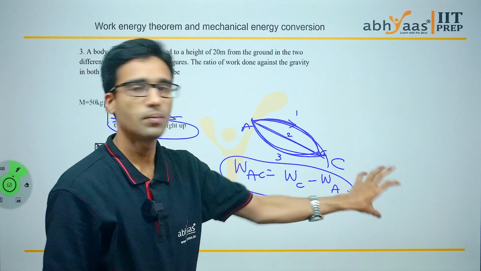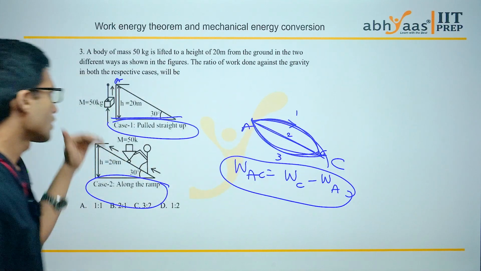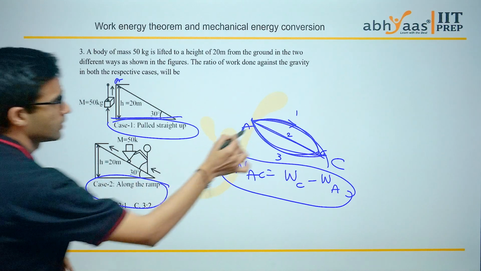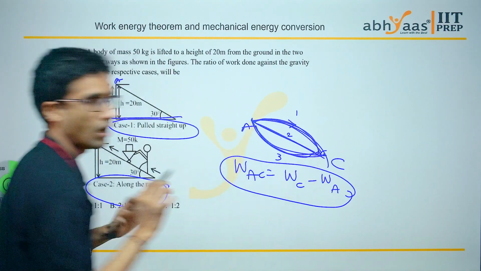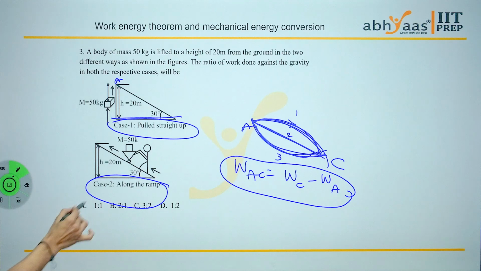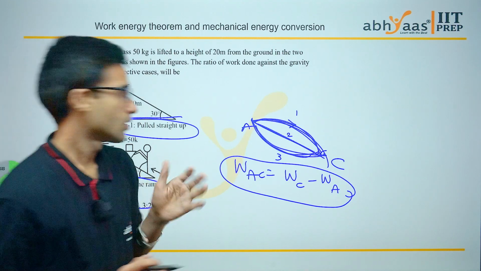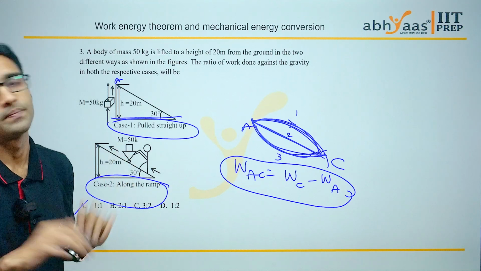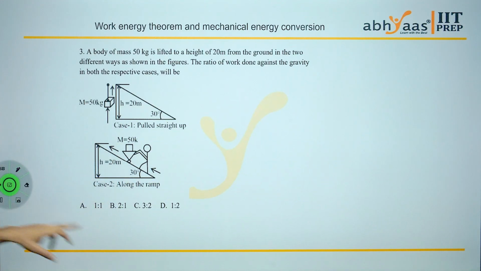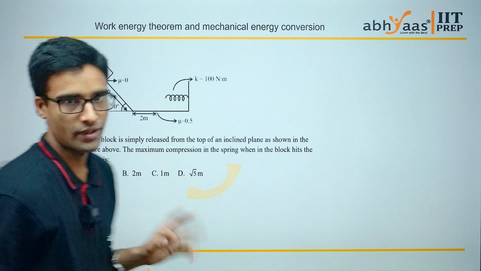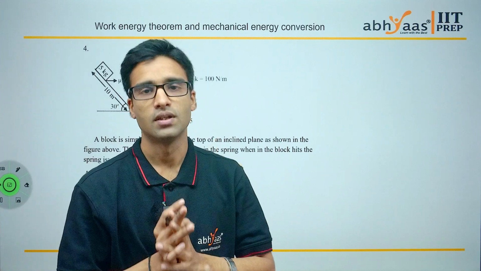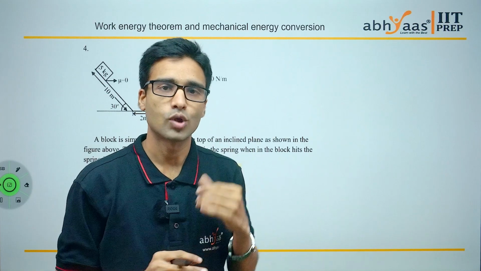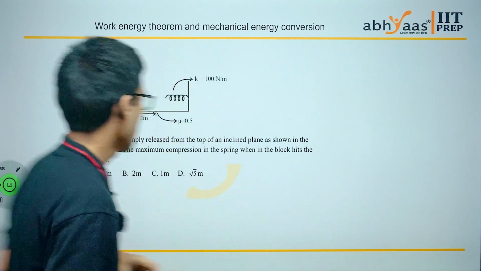It is dependent on the initial and final points, that means work C minus work A only, from the ground to top only. Whether you go this way or this way, all paths give the same work. That's why it is 1:1. For this problem, you need only the concept. If you see the problem, it looks like a big thing, but if you have the concept, you can clearly solve it. Okay, another one.